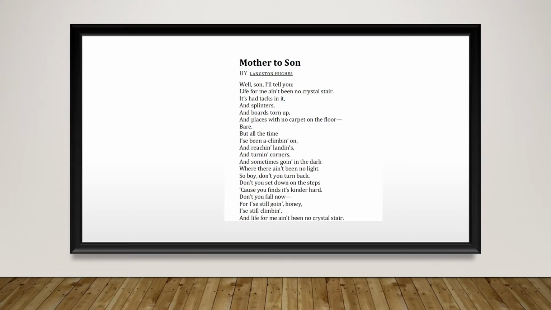Well, son, I'll tell you, life for me ain't been no crystal stair. It had tacks in it and splinters, and boards torn up, and places with no carpet on the floor, bare. But all the time I's been a climbin' on, and reachin' landin's, and turnin' corners, and sometimes goin' in the dark where there ain't been no light. So, boy, don't you turn back. Don't you set down on the steps, 'cause you find it's kinder hard. Don't you fall now, for I's a still goin', honey, I's a still climbin', and life for me ain't been no crystal stair.